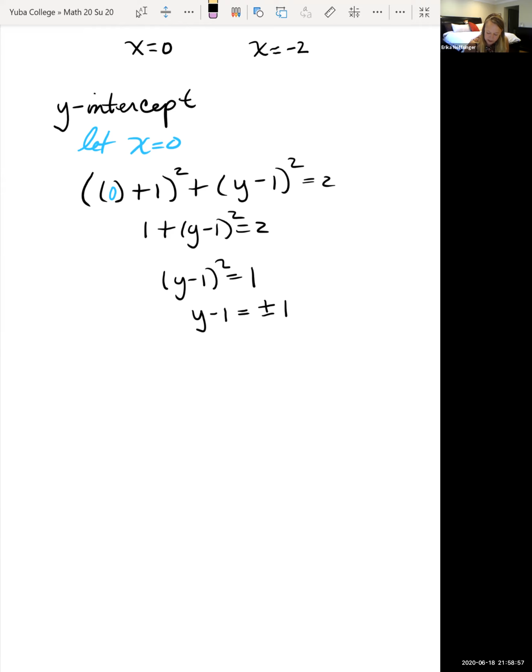So you have two separate equations. You might be able to just see it without writing them out, but you have y minus 1 equals 1 and y minus 1 equals negative 1. Add 1 to both sides to get y by itself. First equation, you get 2. Second equation, you get 0.